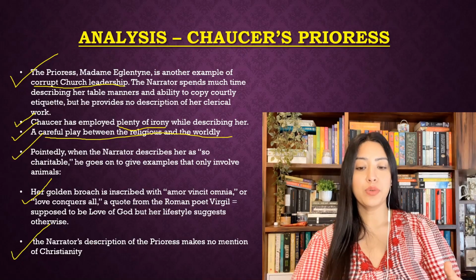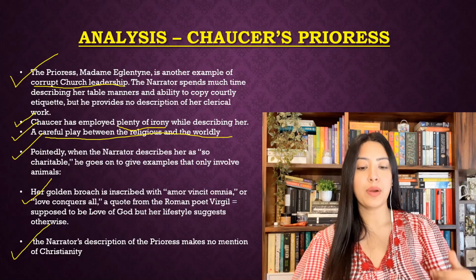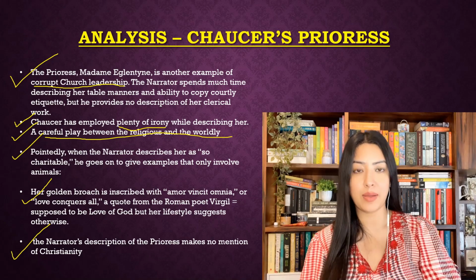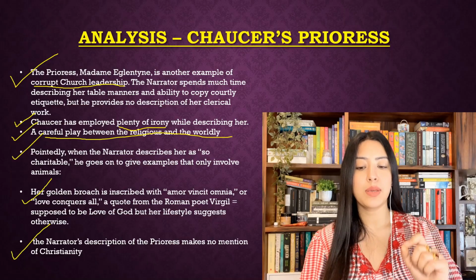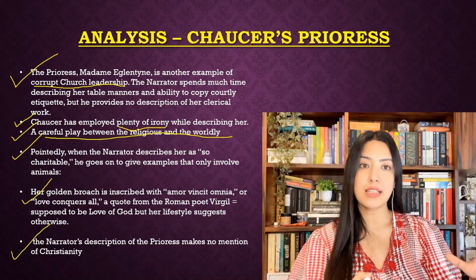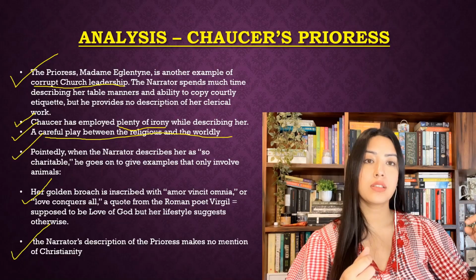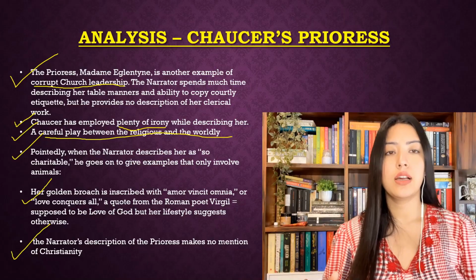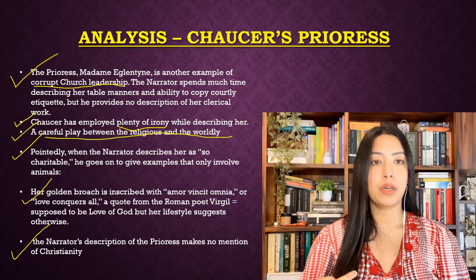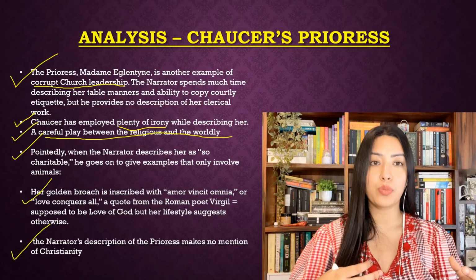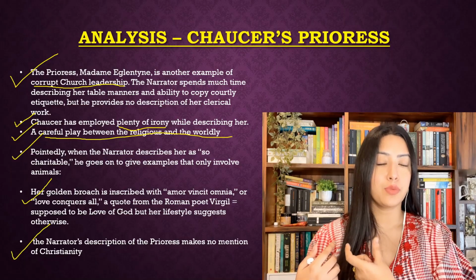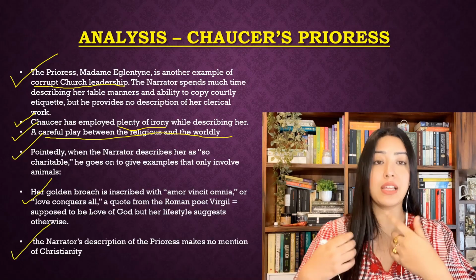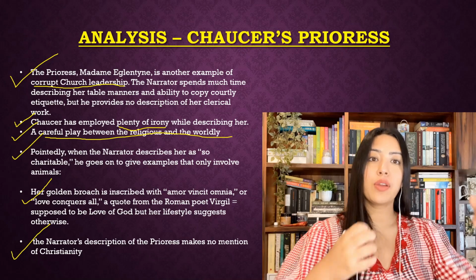So when you write your answers for the Canterbury Tales, if you're talking about character analysis, suppose you write over here that Chaucer has employed plenty of irony while describing her. The narrator's description of the prioress makes no mention of Christianity. Then you write, for example, she is more concerned about worldly things, about all the food and the dogs, all of that you mentioned. Then you say that she's supposed to be dedicating herself to the love of God, which is signified by the brooch, but her characteristic traits, the way she actually presents herself, suggest otherwise. Then you give more examples from the poem.